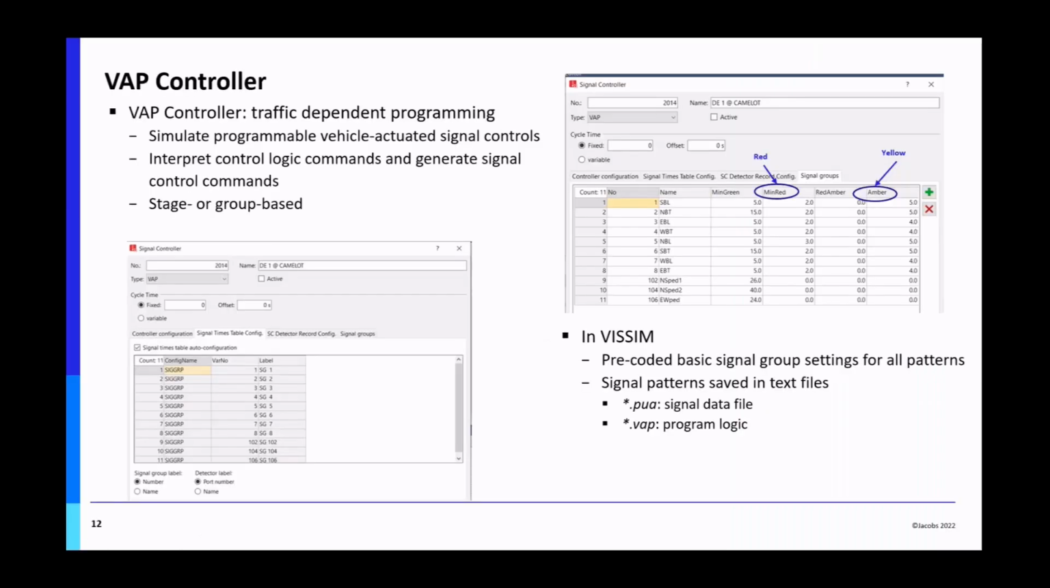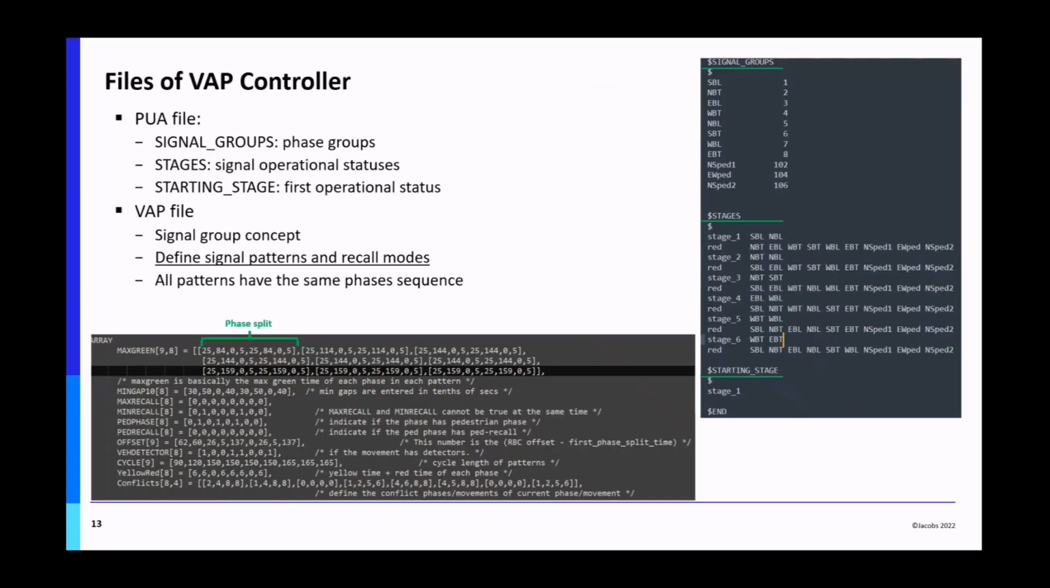The VAP is a traffic-dependent program enabling Vissim to simulate vehicle-actuated signal control. It can be created in Vissim. In the controller editor window, certain basic common parameters can be defined for all the patterns, such as yellow time, red time, minimum green, and more. Data, including pattern details, are stored in an external text file, as well as the program logic. So the signal data file PUA contains 3 sections here.